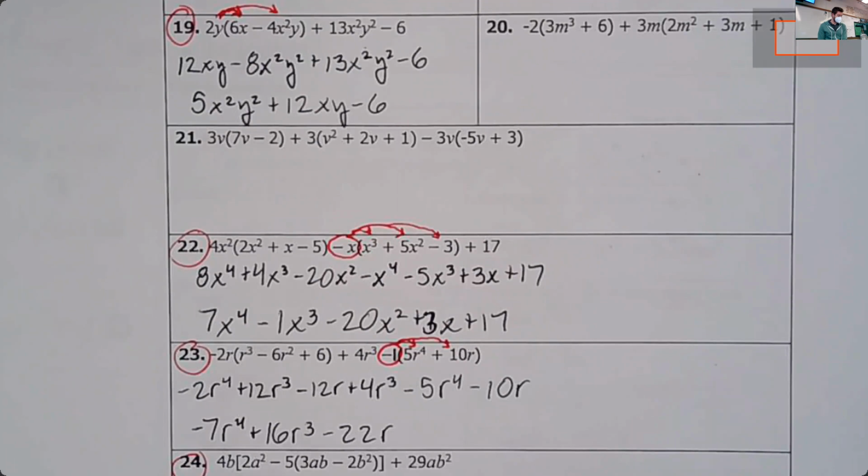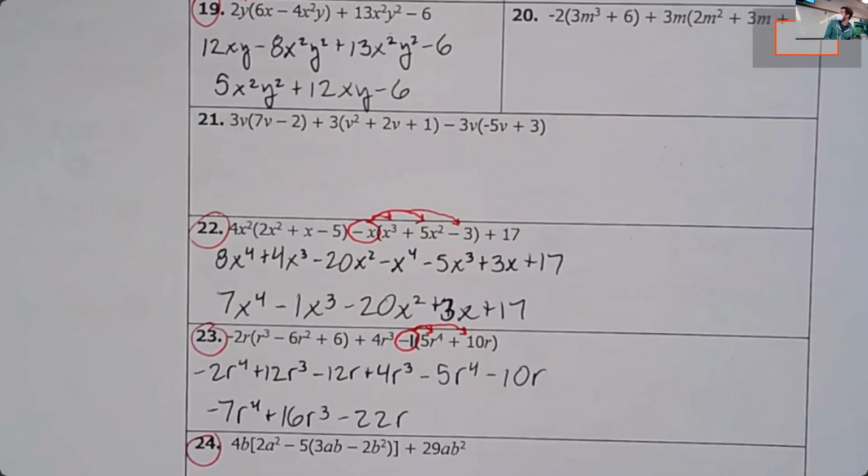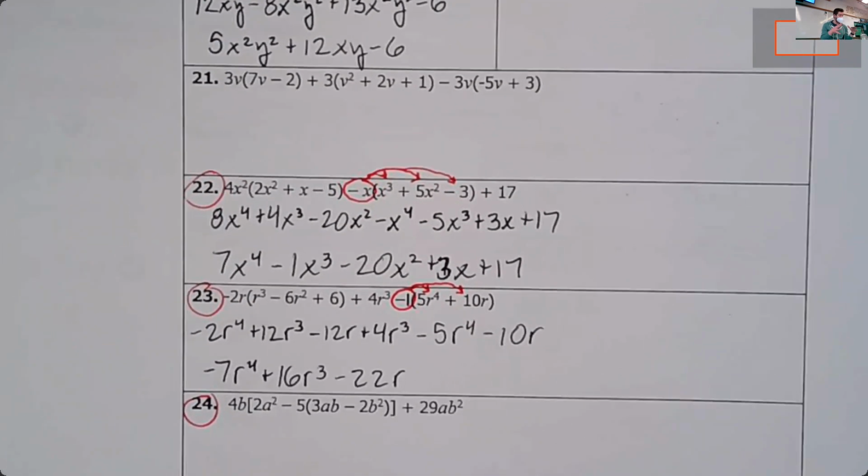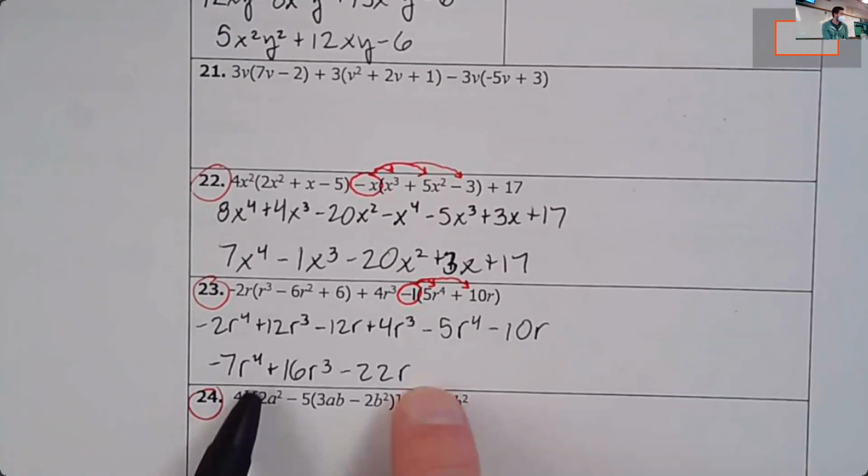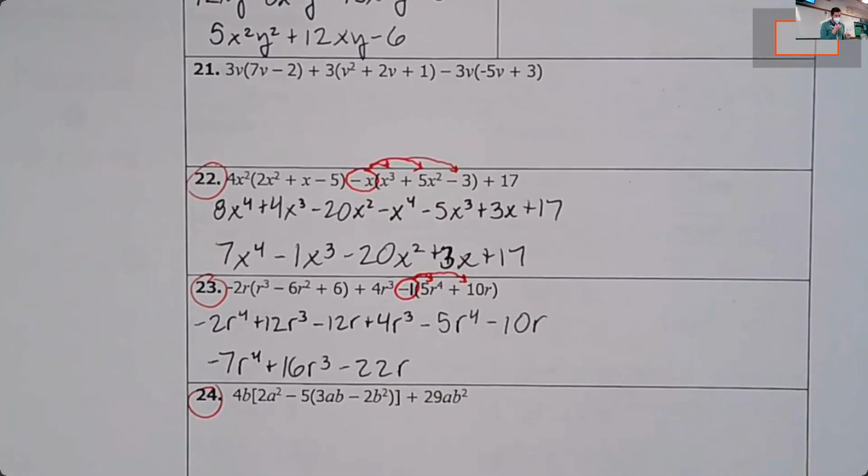All right. 3 more problems. We're going to do 24, 25, and 26. We are going to do the geometric ones this time. So with number 24, because we have sets of parentheses inside other parentheses, these brackets are just another way of showing parentheses, we have to start from the inside and work our way out.